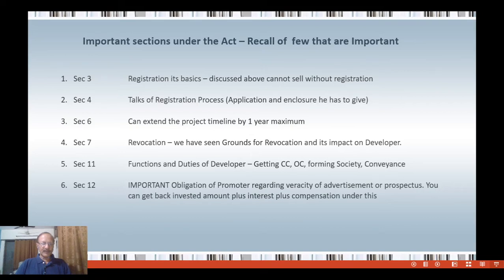So, functions of a developer, duties also. So, section 12, it is very important. I told you section 12, 14, 18 are very important as far as the allottees are concerned. Section 12 we talked about false advertisement, to induce or to buy on the basis of false advertisements. You can't give false advertisements. So, the basis is that if you buy, then you are entitled to get a refund, etc. Okay.